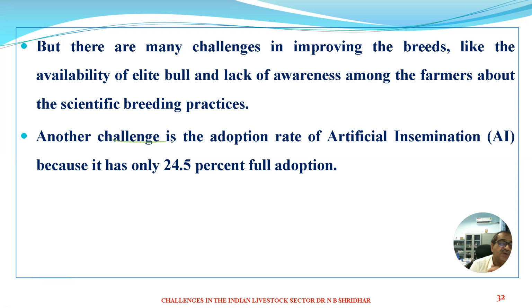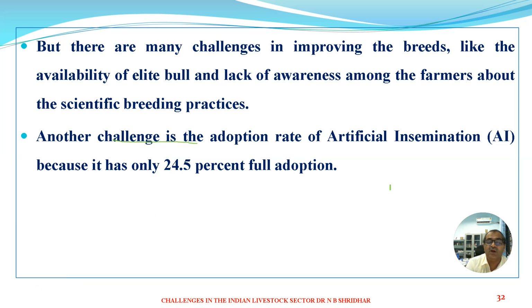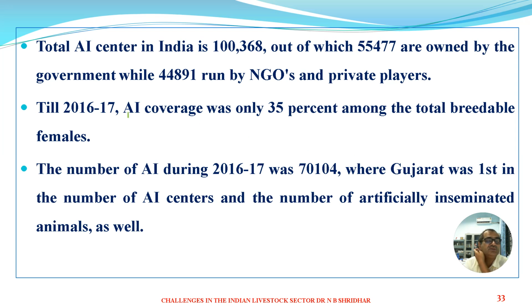Apart from this, another constraint is that the total AI centers in India is about 1 lakh 368, out of which 55,547 are owned by the government, while 44,891 are run by non-governmental organizations and also the private players. Till 2016-17, AI coverage was only 35% among the total breedable female cattle.